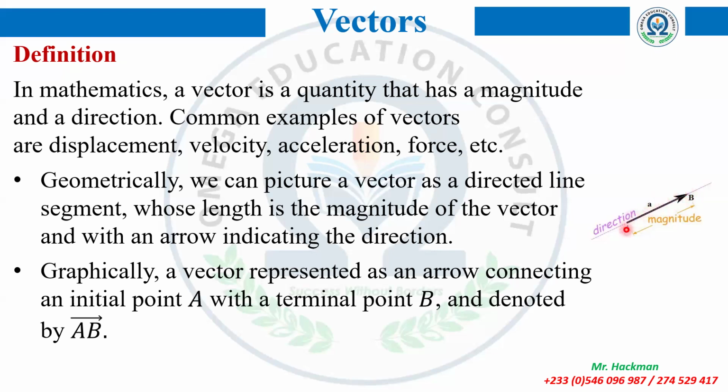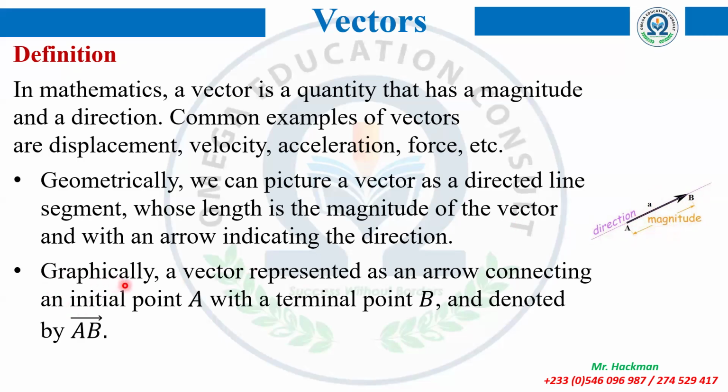Obviously you can see that you are moving in this direction from the point A to the point B. So that is the direction. And from A to B will be the magnitude, what is also referred to as the length of the vector. We'll talk more about the magnitude pretty soon.